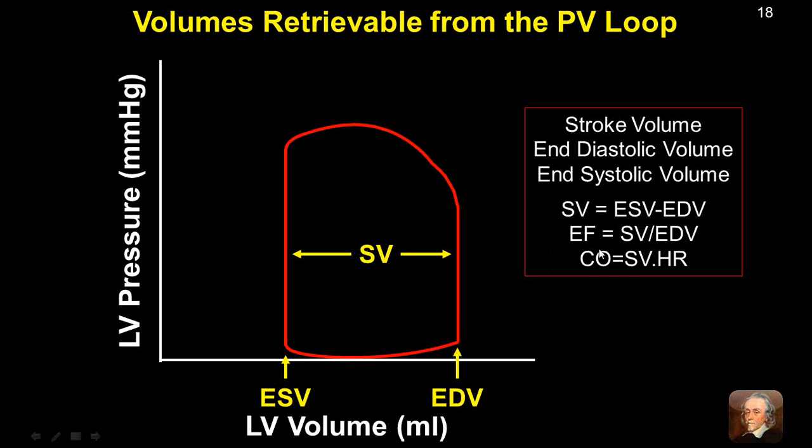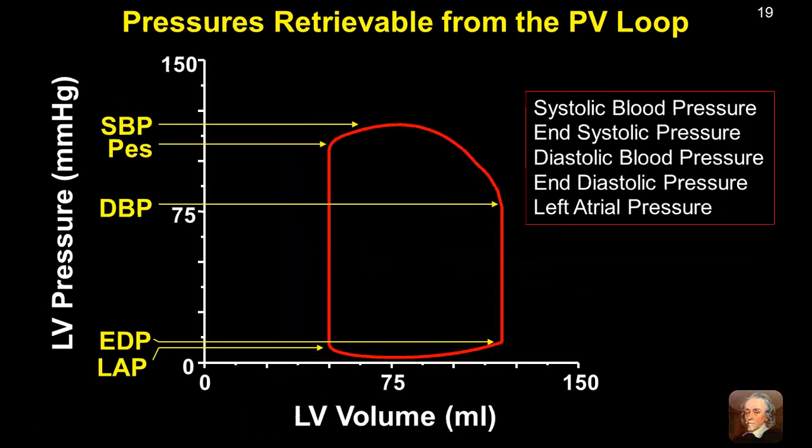Another important parameter is the cardiac output, abbreviated CO, and the cardiac output, of course, is the stroke volume times the heart rate. So by looking at the loop, you get important information from these volumes and also from cardiac output once you have knowledge of the heart rate.